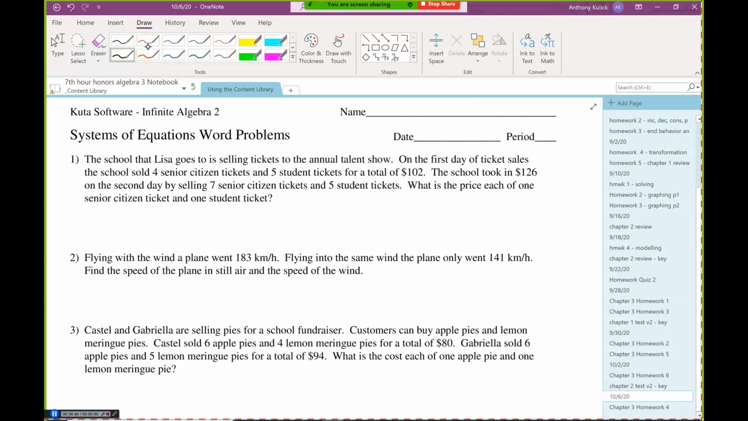So 1 says, the school that Lisa goes to is selling tickets to the annual talent show. On the first day of ticket sales, the school sold 4 senior citizen tickets and 5 student tickets for a total of $102. The school took in 126 on the second day by selling 7 senior citizen tickets and 5 student tickets. What is the price each of 1 senior citizen ticket and 1 student ticket?